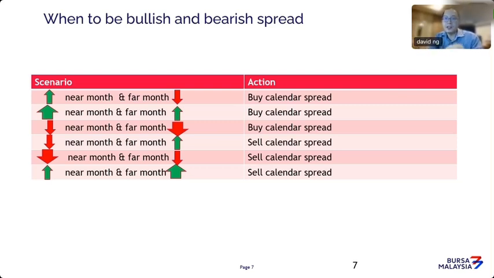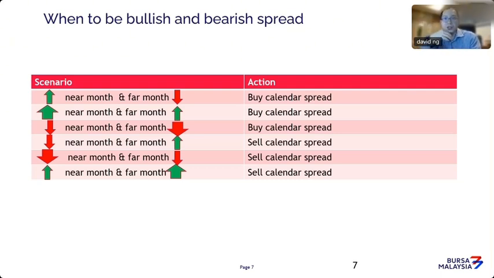So whenever you see a scenario where the current month or near month contract starts to move up, but the far month contracts are not moving, or are actually coming down, the market is telling you the current market is going to get very tight, which means quite bullish. So you can buy a calendar spread to capitalize on those sentiments.